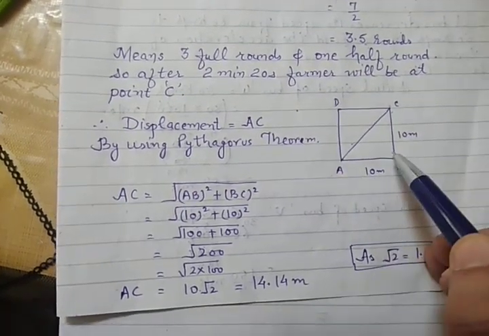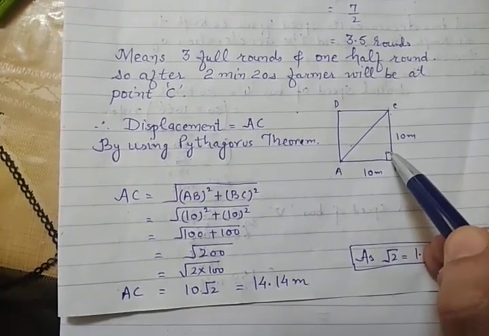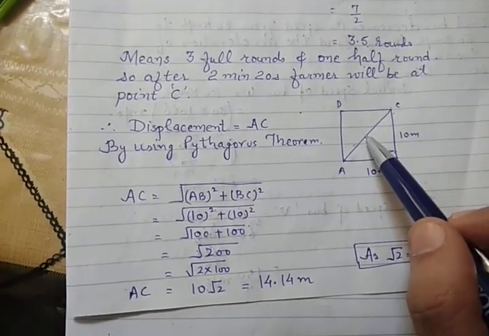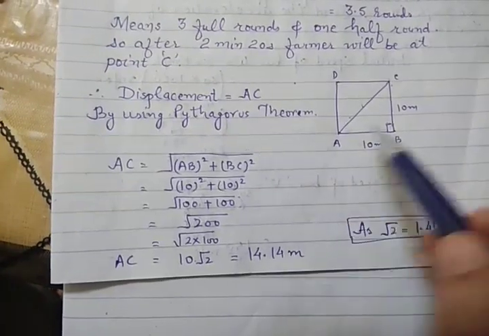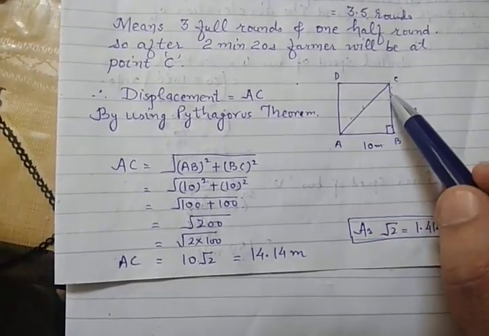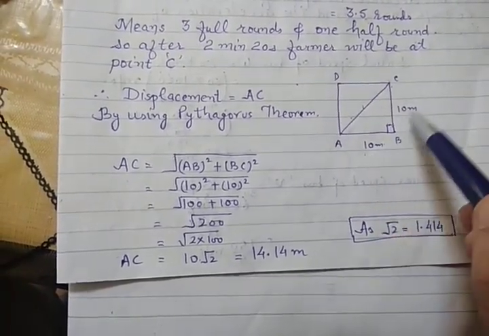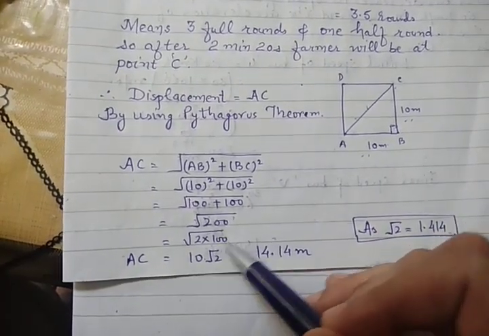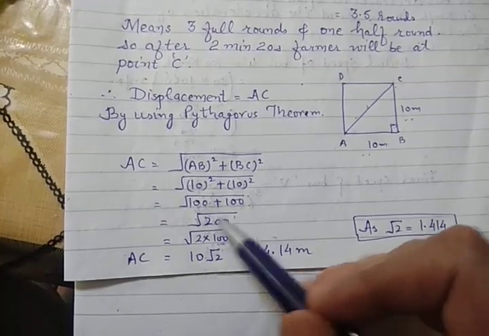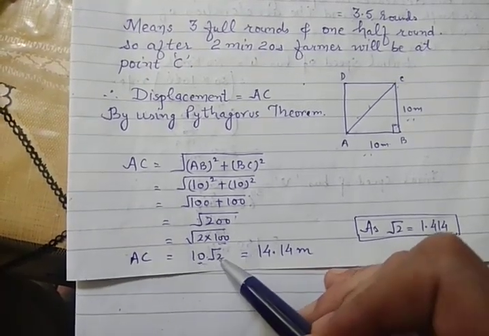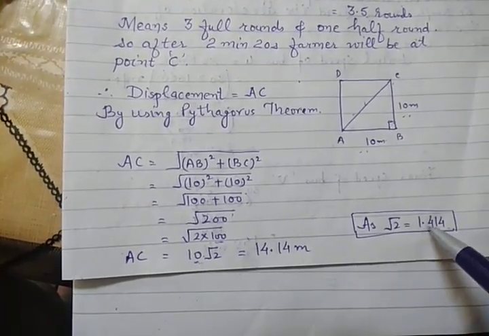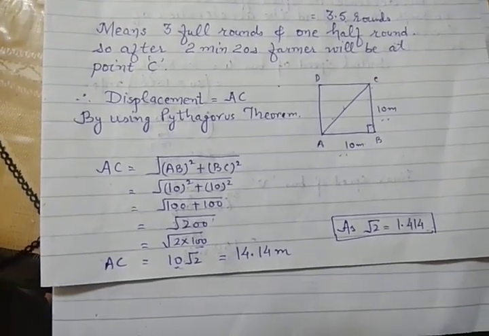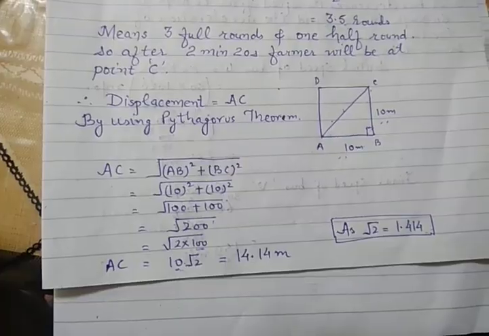So here this is a right angle triangle, and we will use the Pythagoras theorem to find AC. So how can we find it? AC is equal to root of AB square plus BC square, square of 10 plus square of 10, that is 100 plus 100, that is 200, 2 into 100. Root of 100 is 10, and root 2 has the value 1.414. So 10 multiplied by 1.414, we will get 14.14 meters.